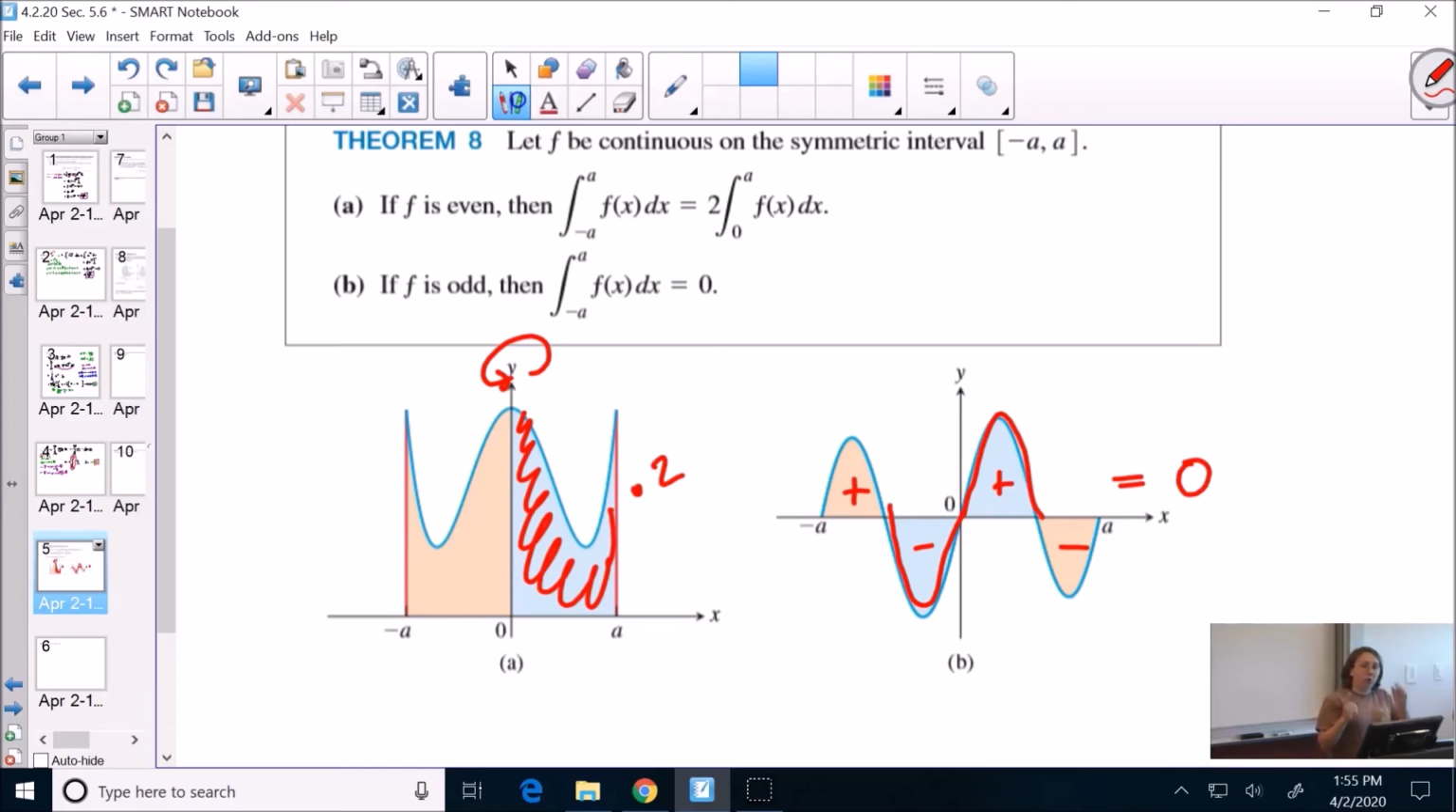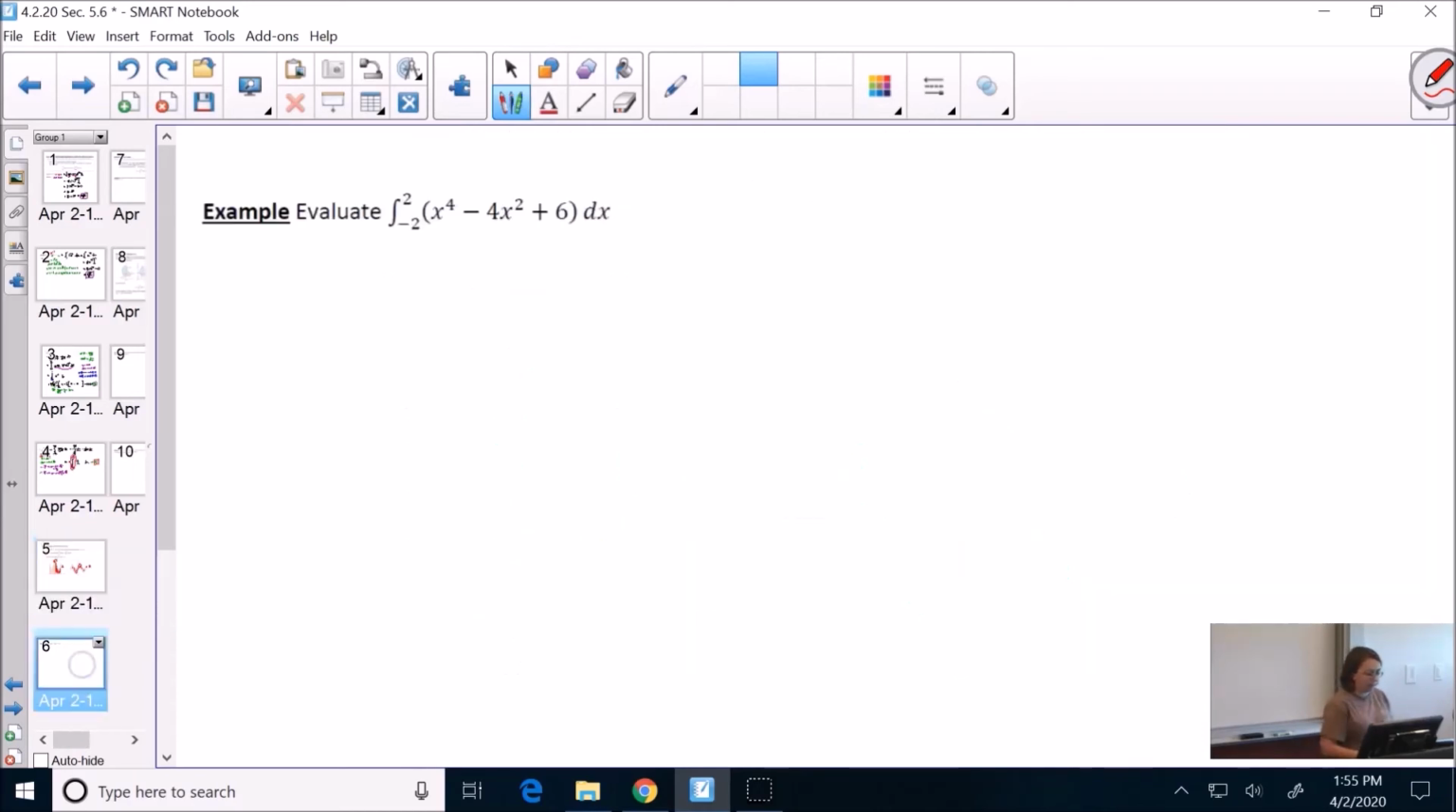If you're asked for a total area problem, you have to break it down. This is only applicable if you have an even or an odd function and you're integrating from negative a to positive a. Only times you can use this. So here's an example. I showed you an odd function, that was a tangent. This is actually an even function.